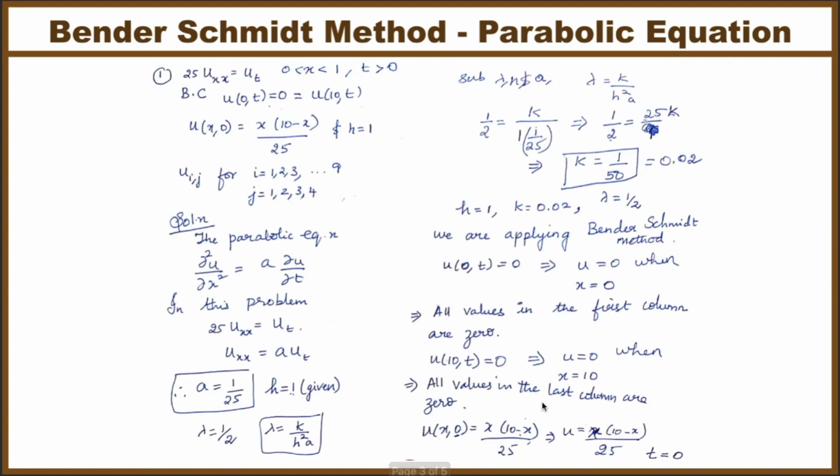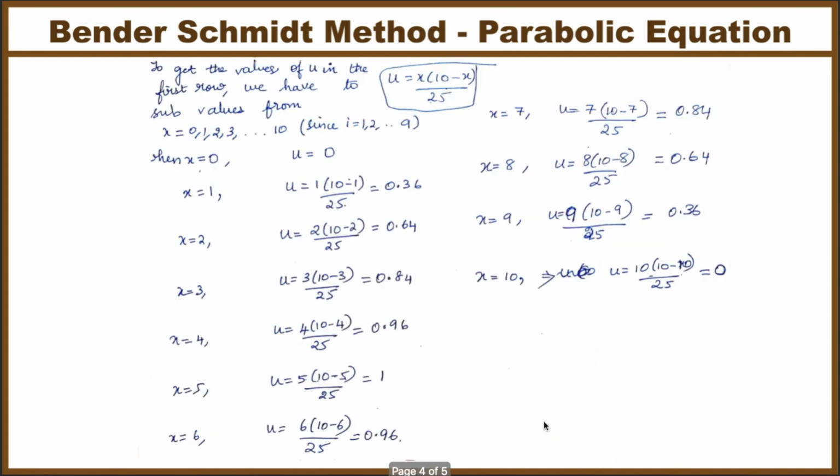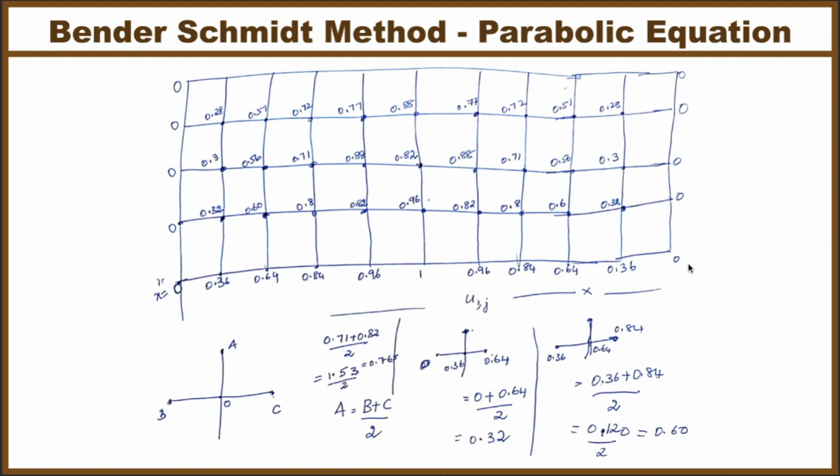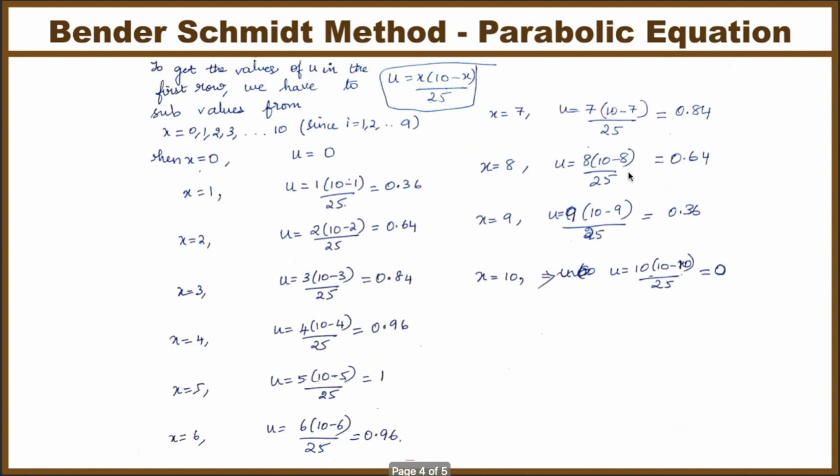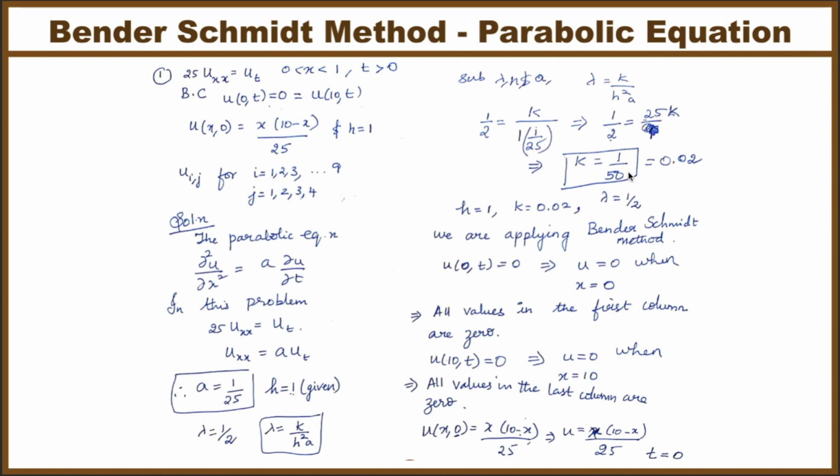Next, what is the next one given here in your question? It is u of 10 comma t equal to 0. That implies u equal to 0 when x is equal to 10. That is, all the values in the last column are 0. So the first column is 0 from the first condition, and from u of 10 comma t equal to 0, the last column is 0 using the given boundary condition.